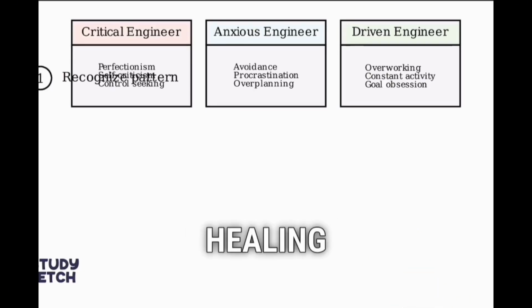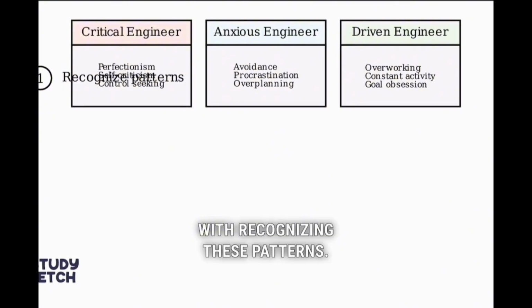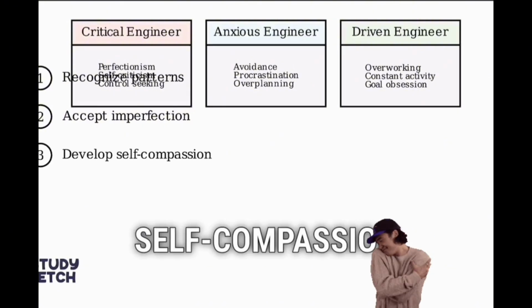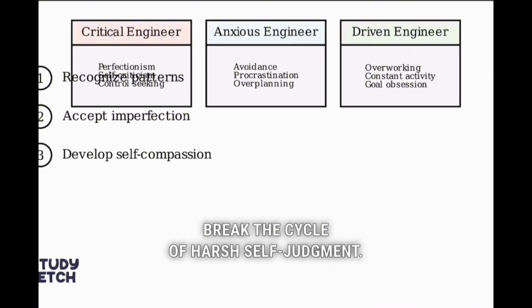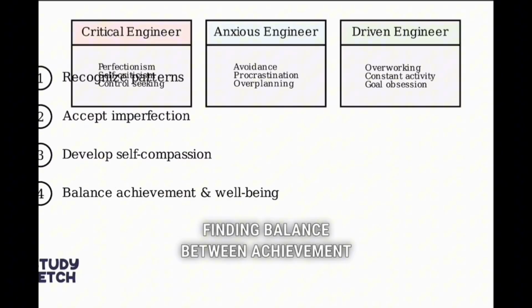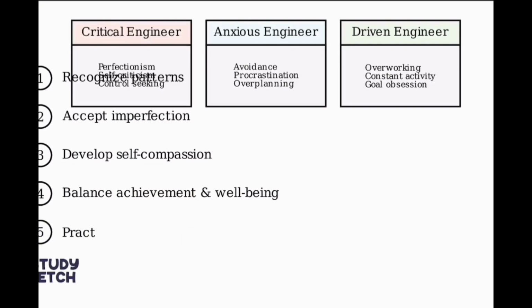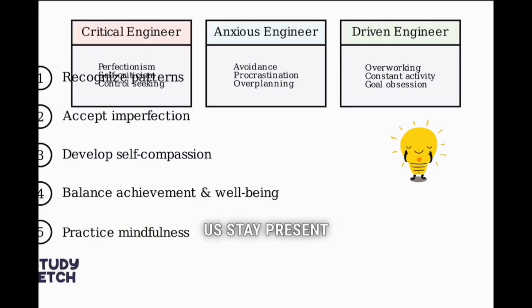The path to healing begins with recognizing these patterns. Next, we must learn to accept imperfection as a natural part of life. Developing self-compassion helps break the cycle of harsh self-judgment. Finding balance between achievement and well-being is crucial for long-term success. Practicing mindfulness helps us stay present and reduce anxiety about future performance.